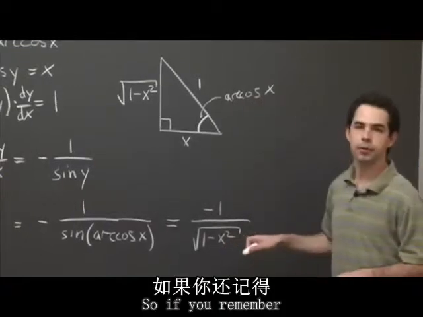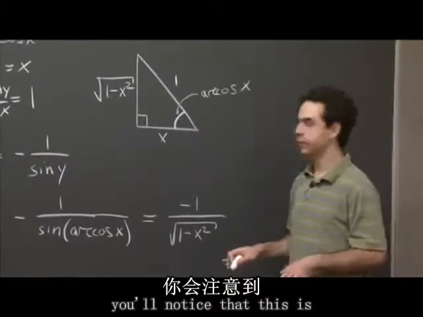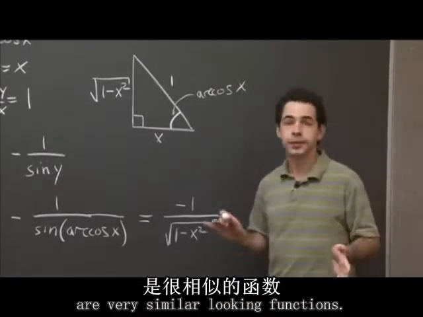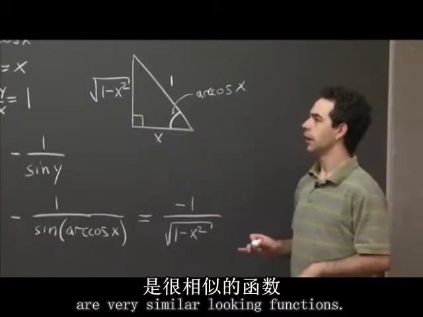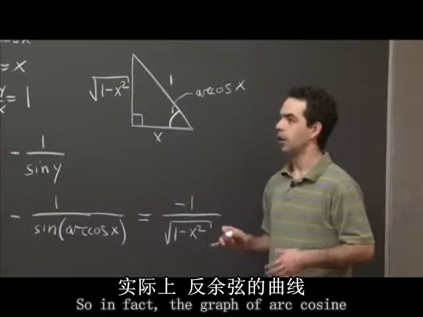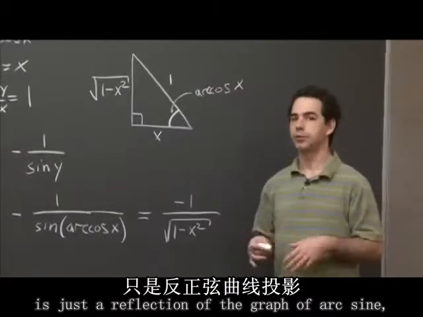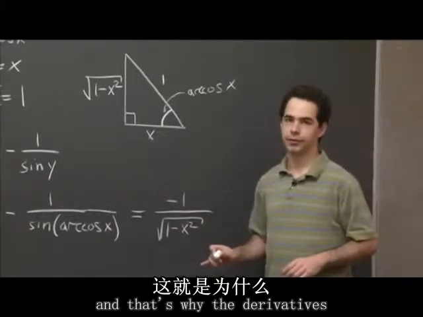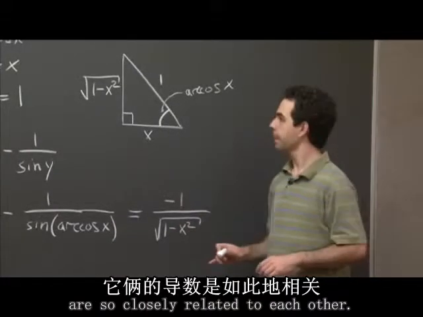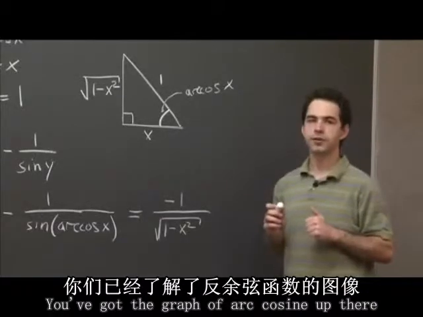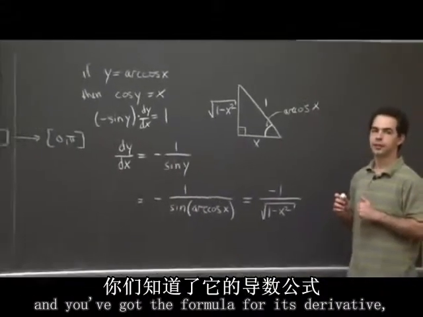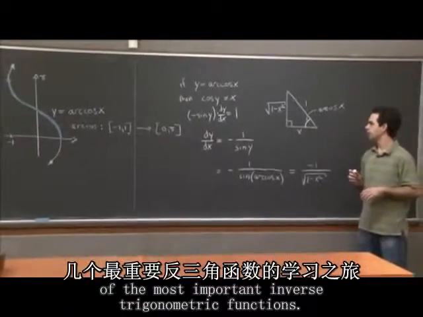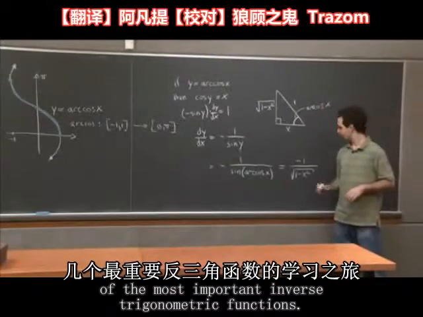If you remember what the derivative of arc sine of x was, you'll notice that this is a very similar looking function. And this is just because cosine and sine are very similar looking functions. In fact, the graph of arc cosine is just a reflection of the graph of arc sine. And that's why the derivatives are so closely related to each other. So OK, there you go. You've got the graph of arc cosine up there, and you've got the formula for its derivative. So that sort of completes the tour of the most important inverse trigonometric functions. So I think I'll end there.